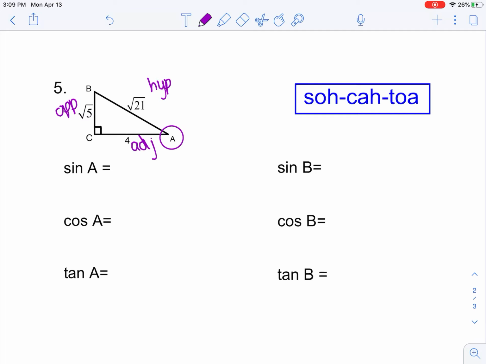So for the sine of angle A, opposite over hypotenuse would be the square root of 5 over the square root of 21. So this time when we simplify, we have to make sure we rationalize our denominator. We don't want to have that square root in the bottom of our fraction. So we multiply the top and bottom by the square root of 21. That gives us the square root of 105. So I just took 5 times 21. And then on the bottom, we get 21.